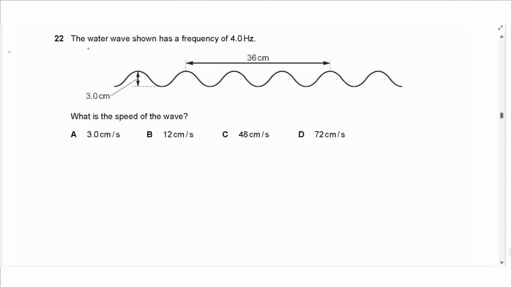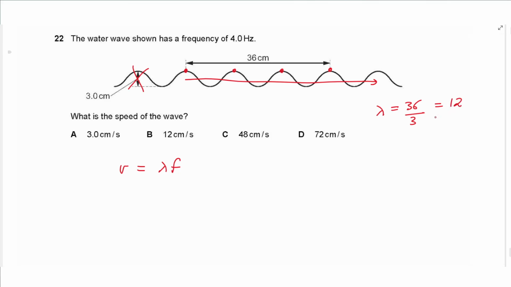Question 22 says the water wave shown has a frequency of 4 Hertz. What is the speed of the wave? Speed is equal to wavelength multiplied by frequency, but we don't have the wavelength. This is not the wavelength. The wavelength is along the direction of travel of the wave. But here we have from crest to crest, that's one wave, second wave, and the third wave. To get the wavelength, we need to divide the 36 centimeters by 3, since we have 3 waves. This gives a wavelength of 12 centimeters.